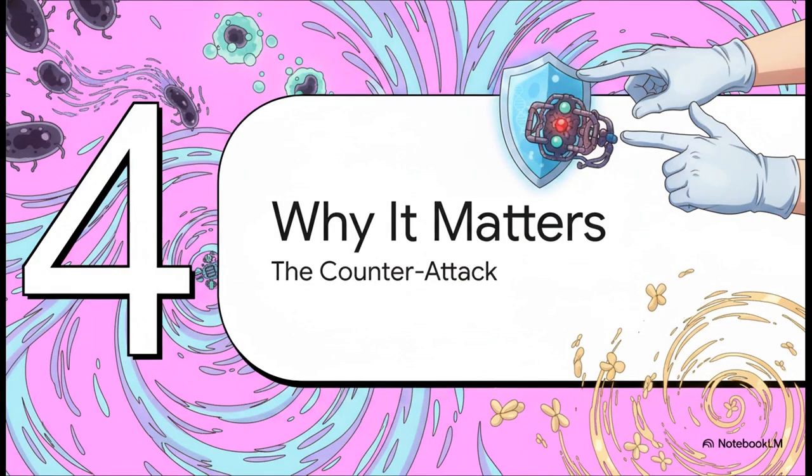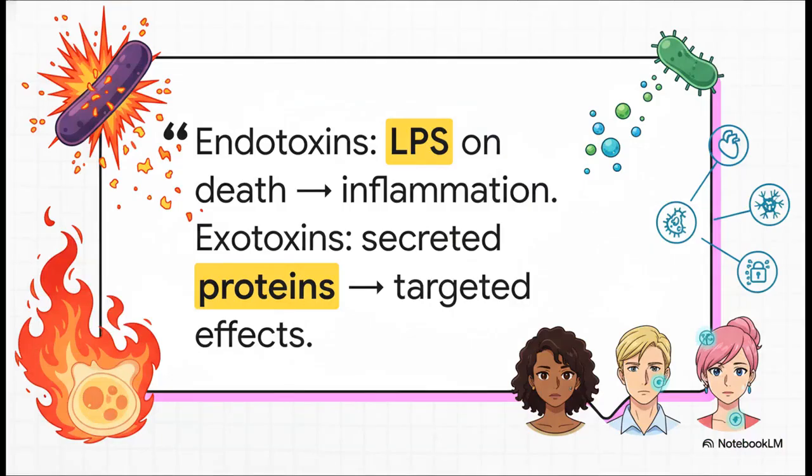Okay, so you might be thinking, this is cool biology, but why does it actually matter? Well, it matters a whole lot, because knowing your enemy's weapon completely changes how you fight back. It dictates your entire medical counterattack. Look, if you remember just one thing from all of this, let it be this sentence. Endotoxins are structural LPS, released when the bacteria die, and they cause widespread inflammation. Exotoxins are proteins, secreted by living bacteria, and they cause very specific targeted damage. That's the whole ballgame right there.